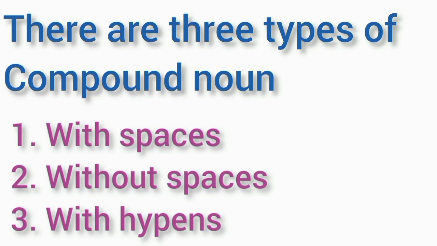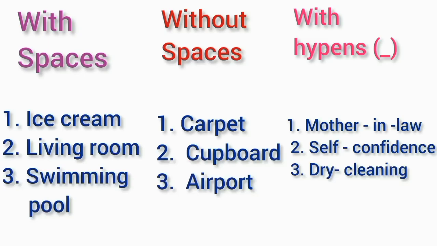There are 3 types of compound nouns. Number 1, with spaces. Number 2, without spaces. Number 3, with hyphens. With spaces: ice cream, living room, swimming pool. Without spaces: carpet, cupboard, airport. With hyphens: mother-in-law, self-confidence, dry-cleaning.